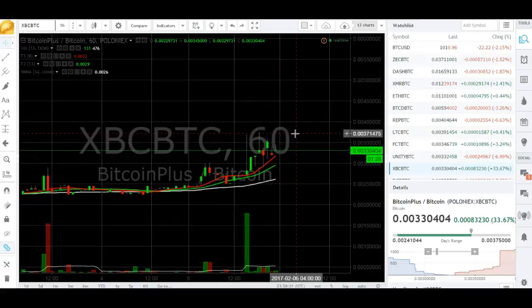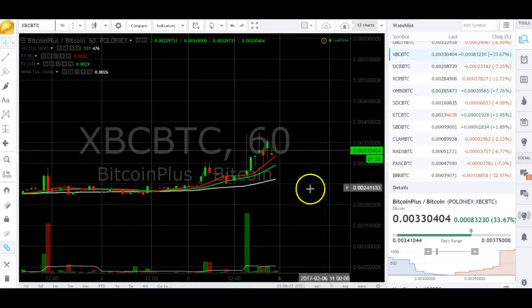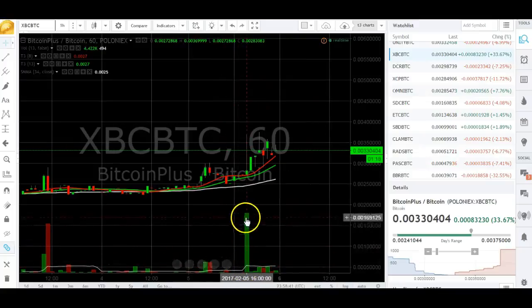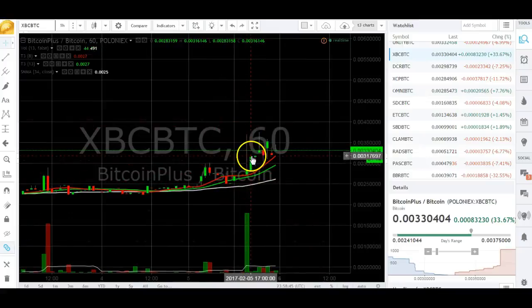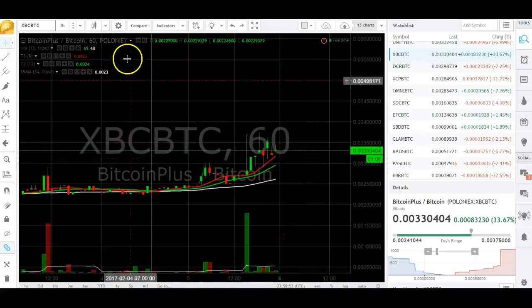Look for previous high breaks on Bitcoin Plus. Always watch volume too. You can see that volume coming in here. Nice inverted hammer. We got a hammer here. Nice inverted hammer here. Hammer, hammer. Watch for previous high breaks as this is knocking out a bottom.